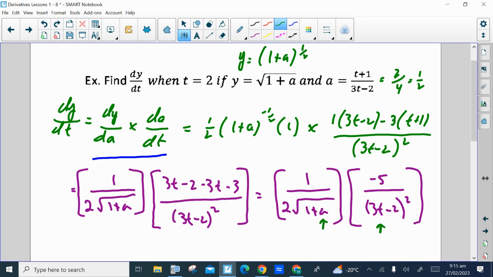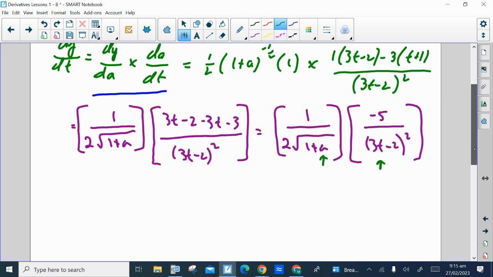I'm sorry, I made a mistake. When t equals 2, a should be 3/4, not a half. Apologies. Because it's 2 plus 1, which is 3. So 3/4 is the value of a when t equals 2.